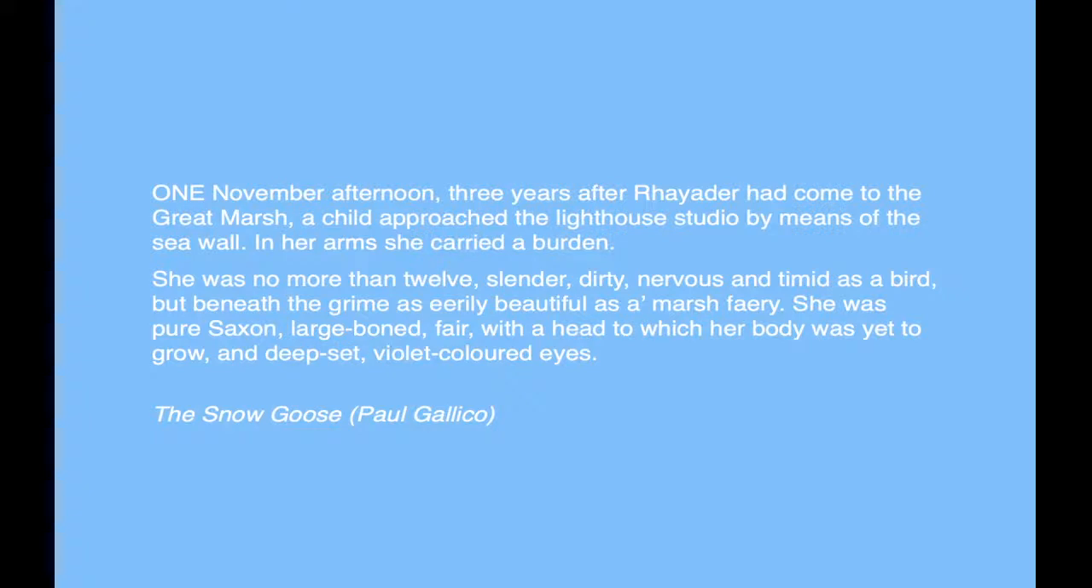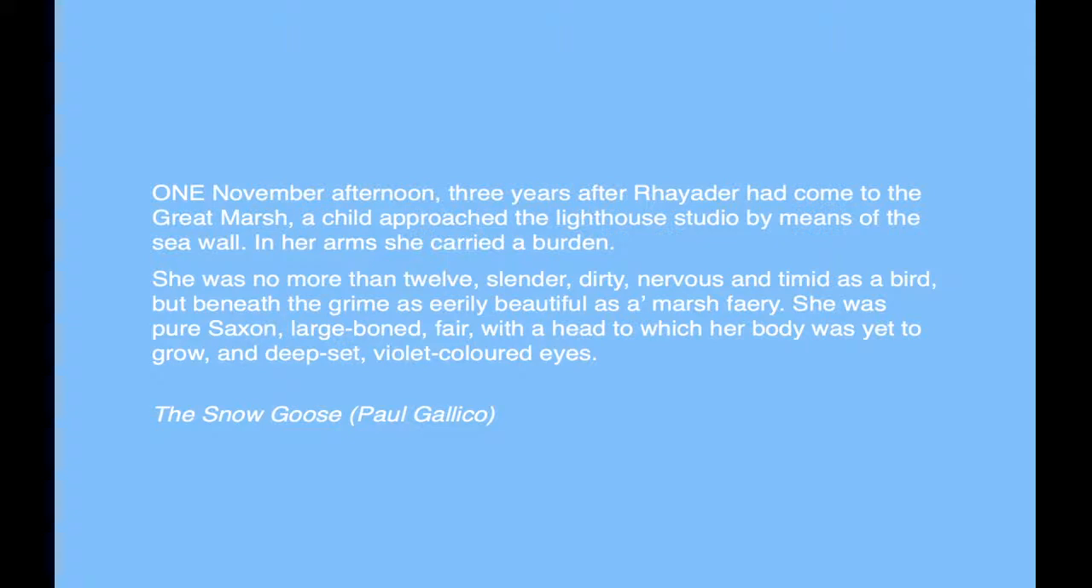And now the description of her. Remember, we're looking for the impossible stuff. If you can spot it, can you start going through the process? So, if you can spot it, go through the process. Remember, it's the impossible bit. She was no more than 12, slender, dirty, nervous, and timid as a bird. Pure Saxon, large-boned, fair, with a head to which her body was yet to grow, and deep-set, violet-coloured eyes.